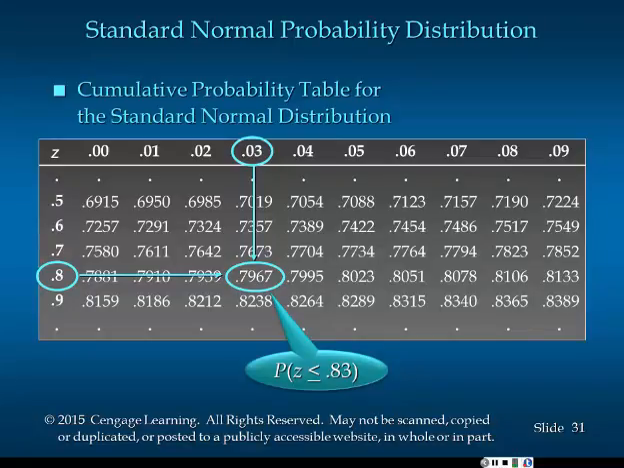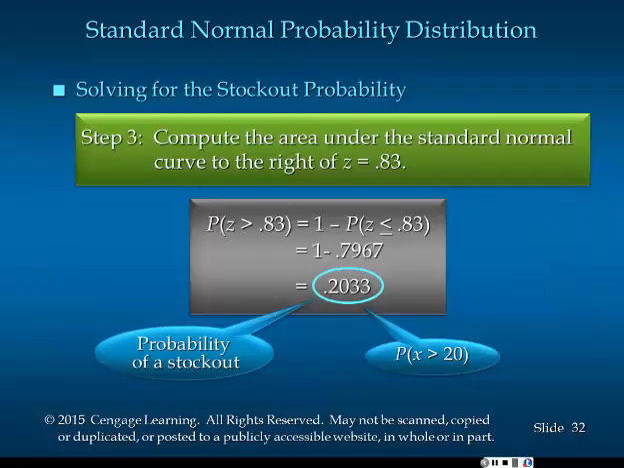So this is saying that 79.67% of the data falls below that value. So everything back here is the likelihood of being anywhere from here all the way down to negative infinity. So then what's the likelihood of a run out? Just take 1 minus that value, and we know that there's a 20% chance that, given that distribution, you're going to run out of this particular oil.